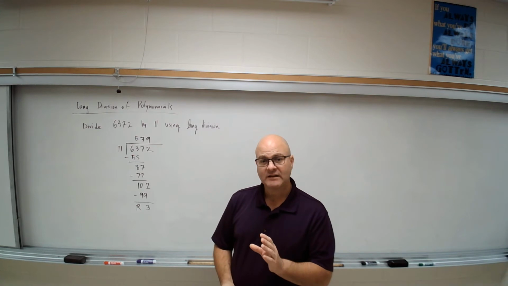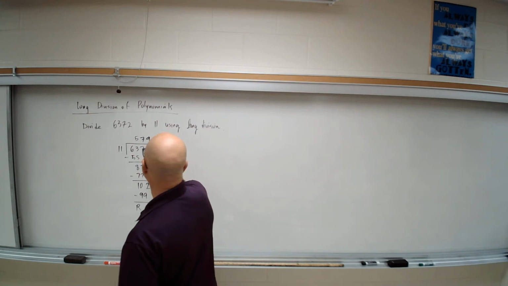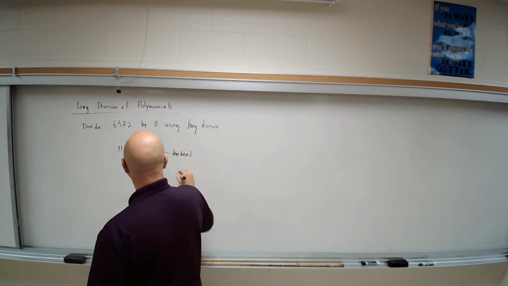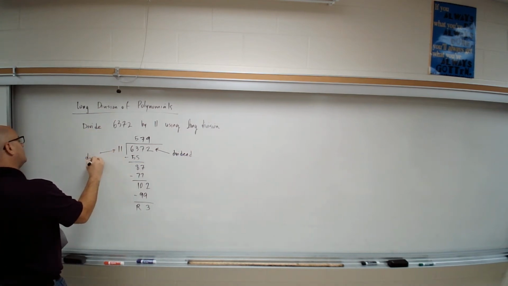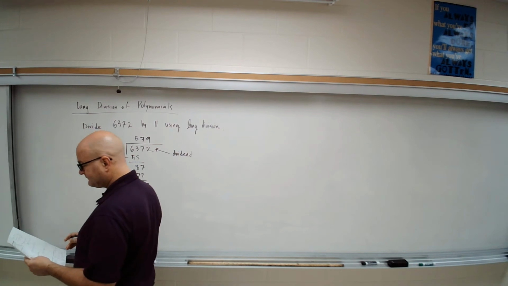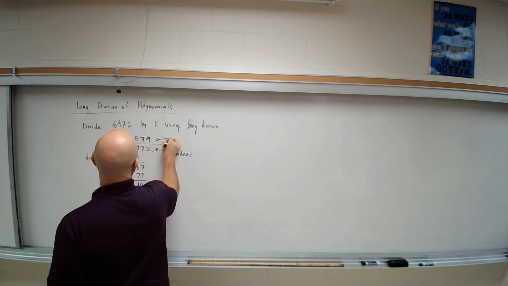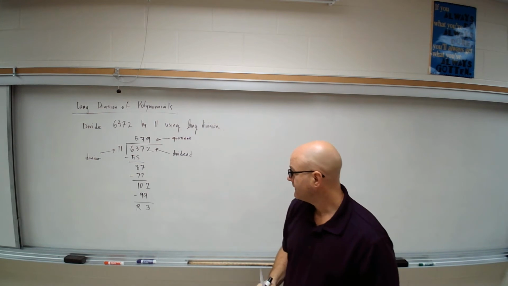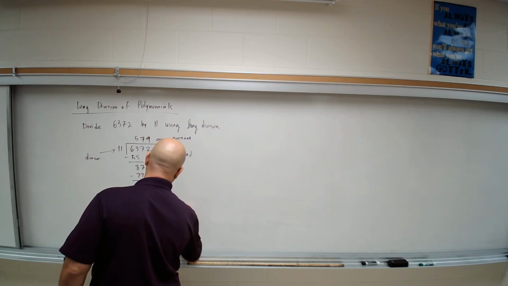So let's use this one to look at the names of our pieces. 6,372 is called the dividend. That's the thing being divided. And then 11 is called the divisor. The answer is called the quotient. And then down here, we have the remainder.